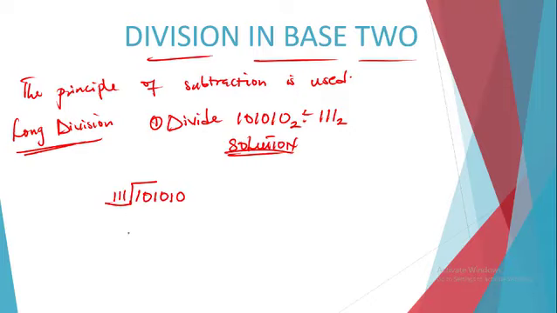Okay, let us start. Here we are supposed to start with the first two terms here, which is 10, but 10 is too small to be divided by 111. So since there are 3 here, we pick the first 3 digits, which is 101. 101 as well cannot be divided by 111, because 111 is greater than 101. So we need a number that is greater for us to be able to divide. So what do we now do? We pick the first 4 numbers, which is 1010.